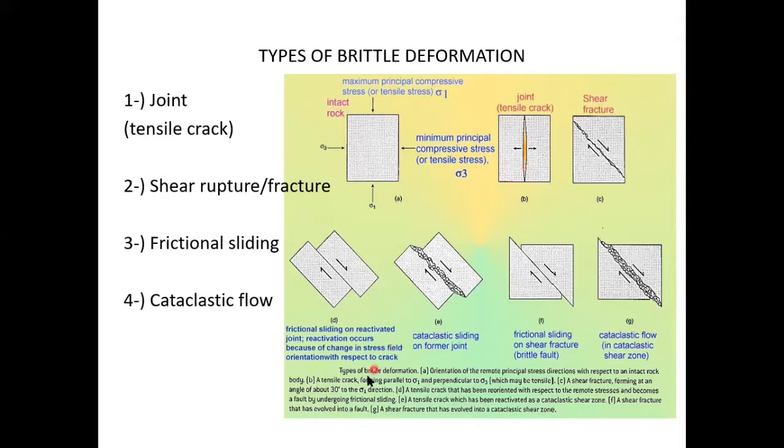In frictional sliding on a reactivated joint, sometimes after this joint forms under this stress distribution with vertical sigma 1 and horizontal sigma 3, stress conditions can change and the direction of principal stresses can change. As a result, if we change the direction of sigma 1 and sigma 3 with respect to this already formed joint, then the type of motion will change.